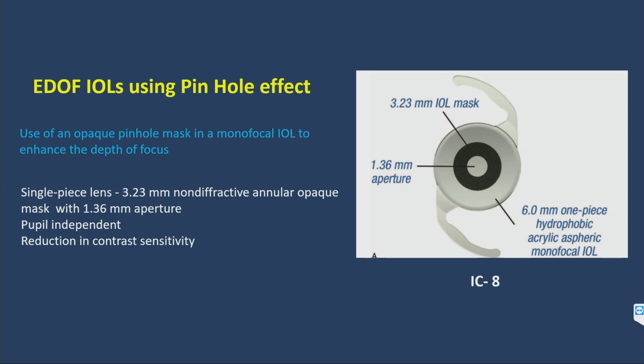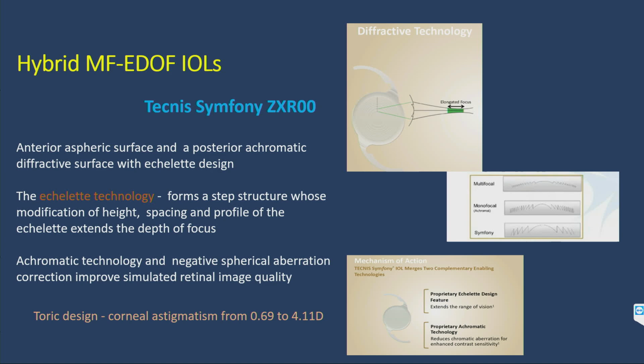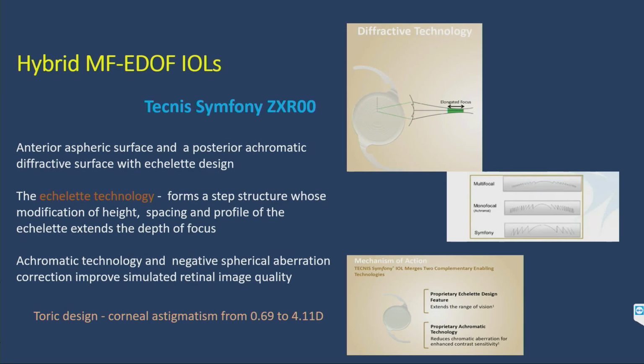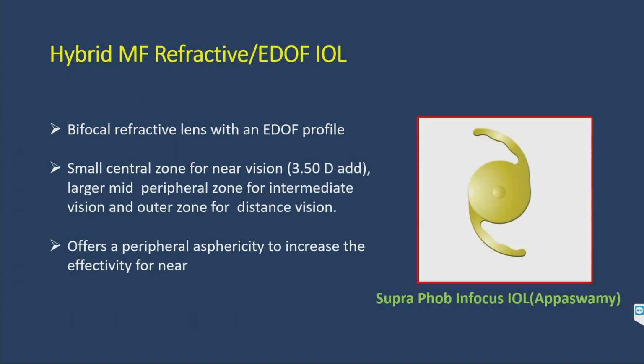So one such lens was IC8. Now coming to yet another lens, that is Technis Symphony, which was a hybrid EDOF lens. It used the Edge-Light technology. That means there was modification of the height, spacing, and the profile of these diffractive steps, which provided the extended range of focus. And toric lenses were also available, correcting 0.6 to 4 diopters of astigmatism.